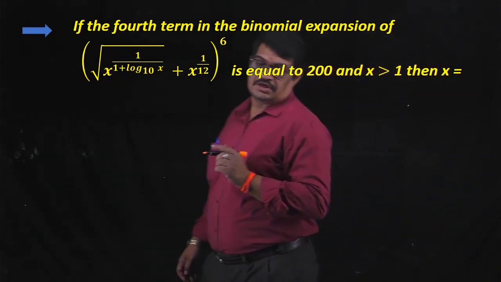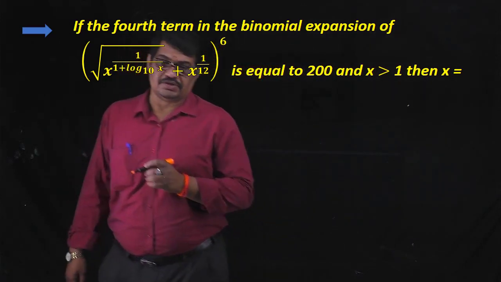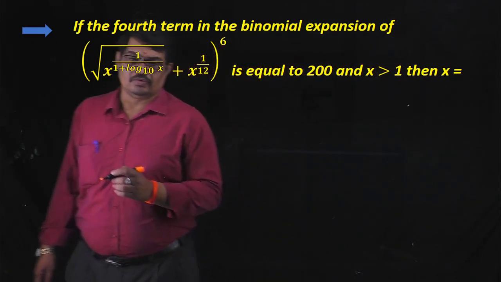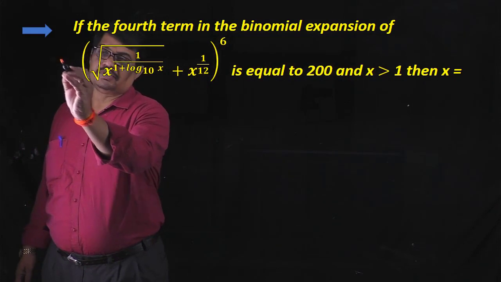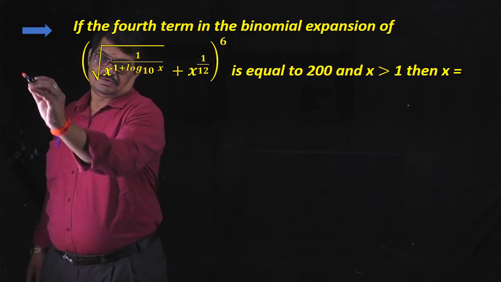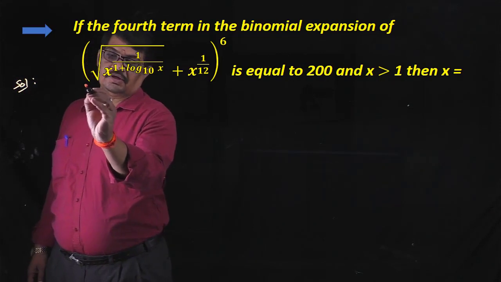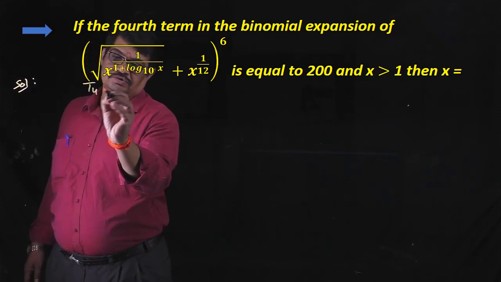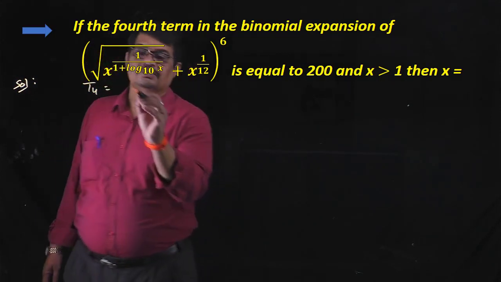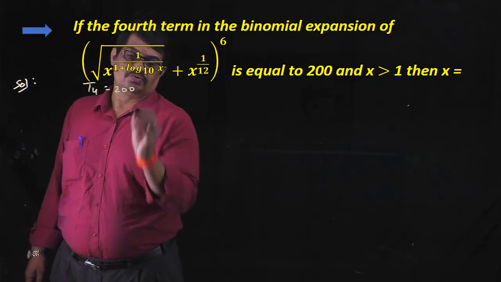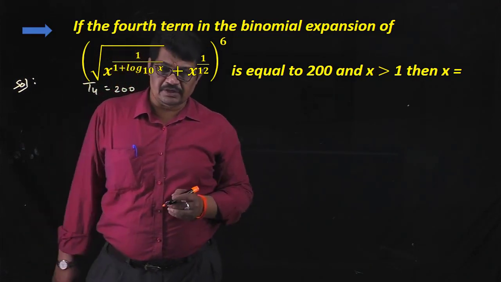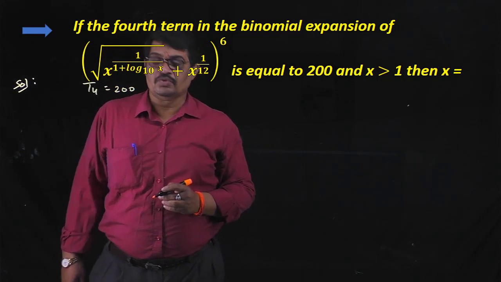Now what is the general term? We are writing the general term. Using the general term, what is the fourth term? So now we are writing the fourth term. This is the solution. T4, that is given, the fourth term is 200.